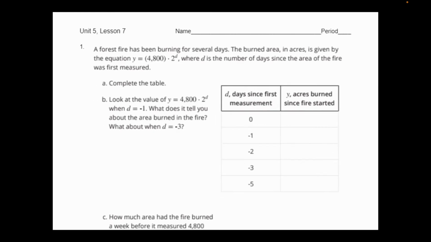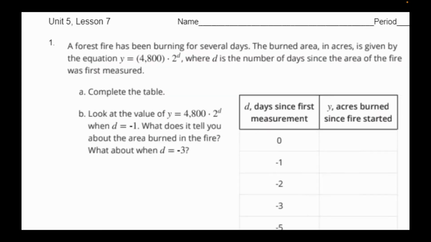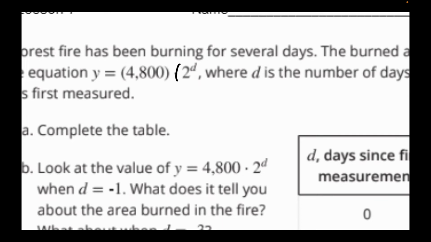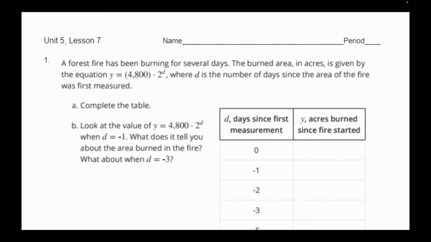So it's been burning for several days, and the burned area is given by the equation y equals 4,800 times 2 to the power of d. Now normally I would put the 2 here in the parentheses, and then I would leave the 4,800 not in parentheses, but either way works. So if you're used to seeing it the other way around, it's okay here. The important thing is that 2 is raised to the power of d, and d is the number of days since the area of the fire was first measured.